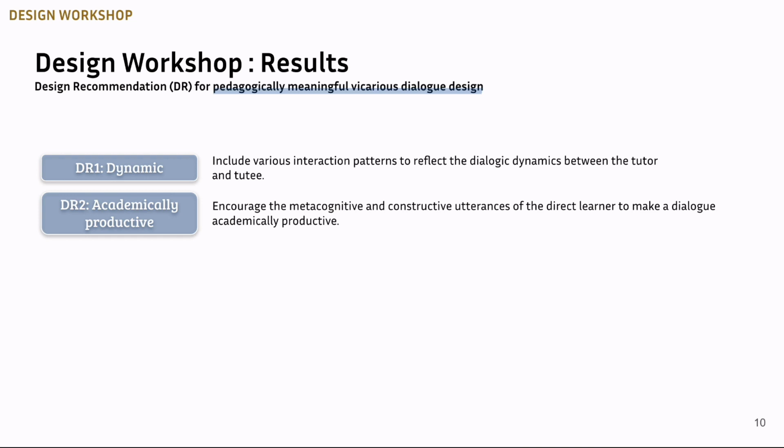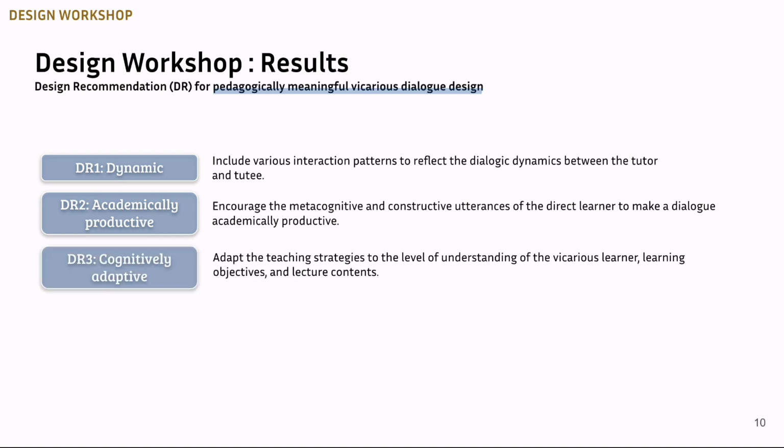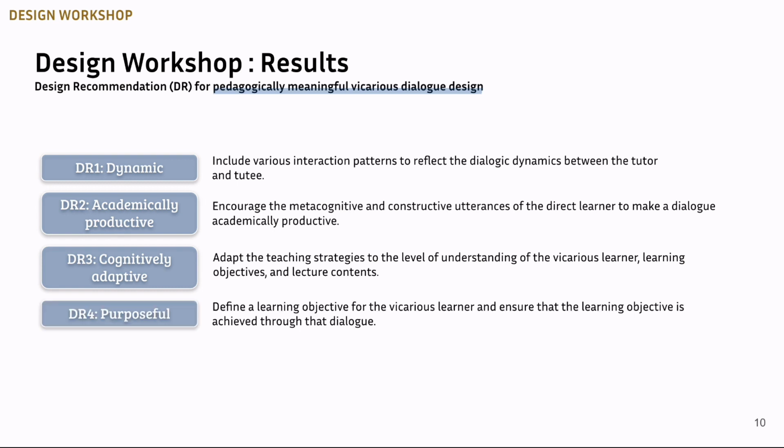Second, academically productive. The tutor in the dialogue should encourage metacognitive and constructive utterances of the direct learner to make a dialogue academically productive. Third, cognitively adaptive. The tutor in the dialogue should adapt the teaching strategies to the level of the vicarious learner, learning objective, and lecture contents. Fourth, purposeful. The learning objective of the dialogue should be defined for the vicarious learner, and that objective should be achieved through dialogue.